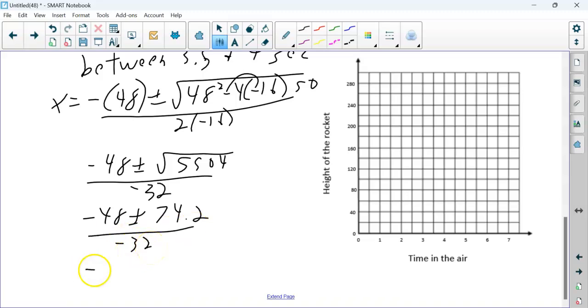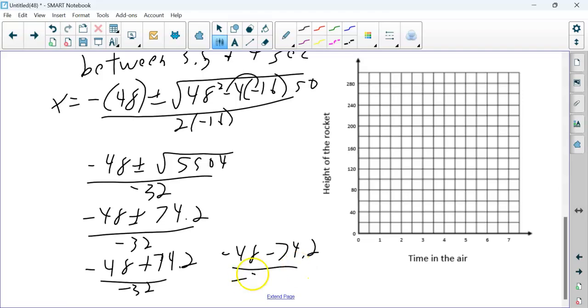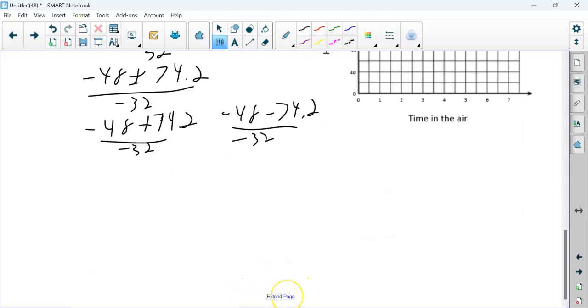Now, we're going to do 2 problems here. Negative 48 plus 74.2 over negative 32, and negative 48 minus 74.2 over negative 32. If you're out of room, you can go off to the side or whatever. This one ends up being negative 8.2 seconds.